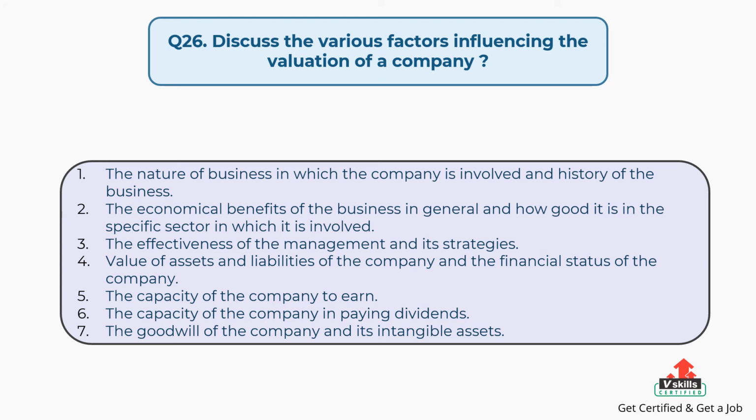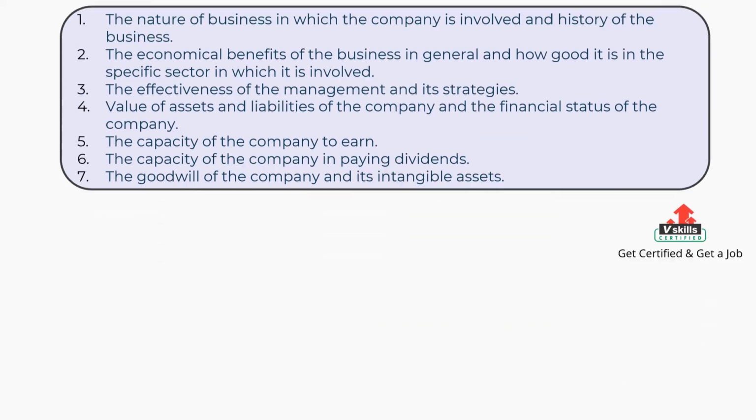Fifthly, the capacity of the company to earn. Sixthly, the capacity of the company in paying dividends. Last, the goodwill of the company and its intangible assets.